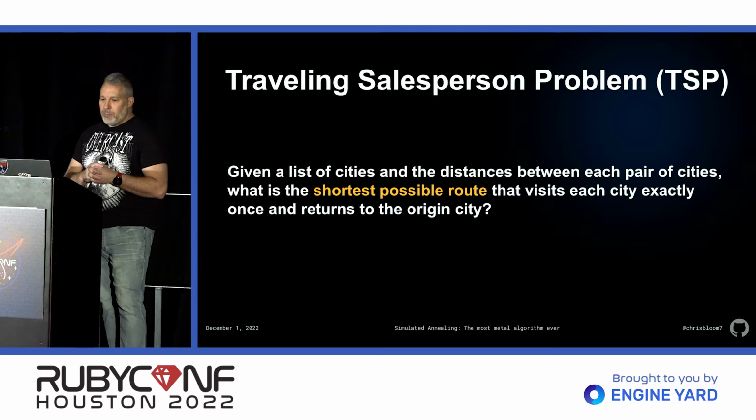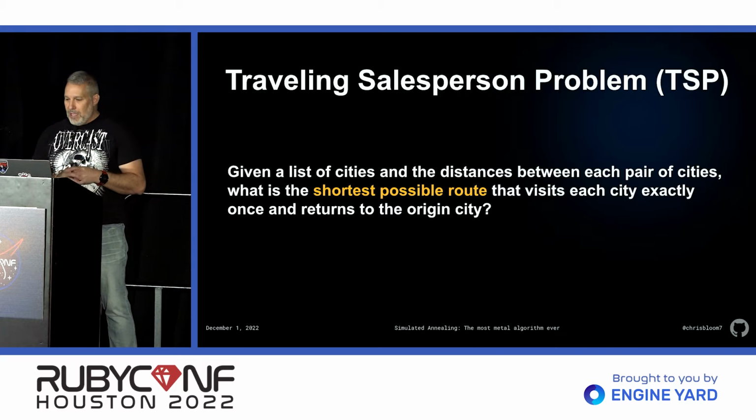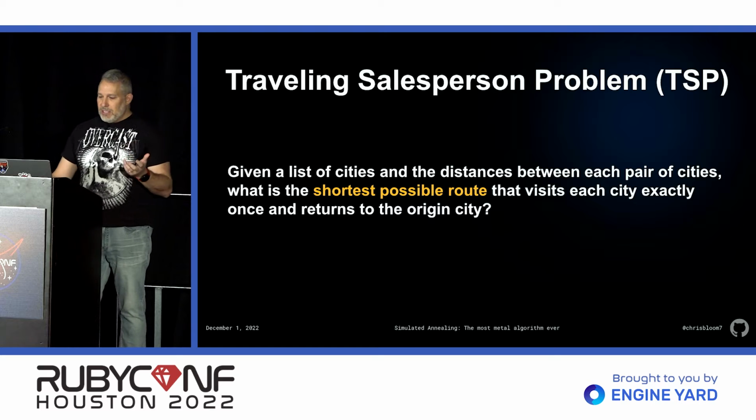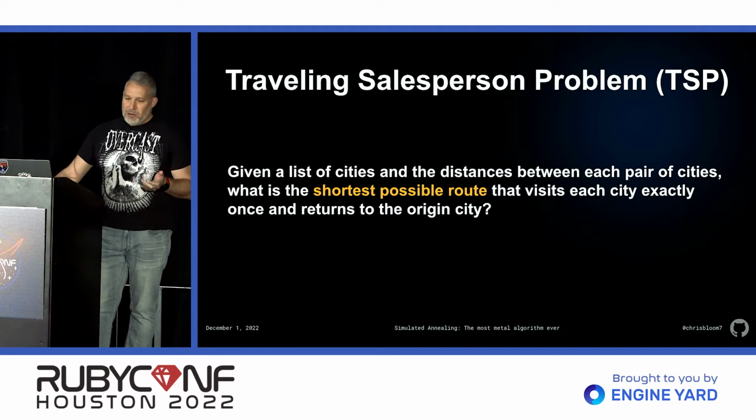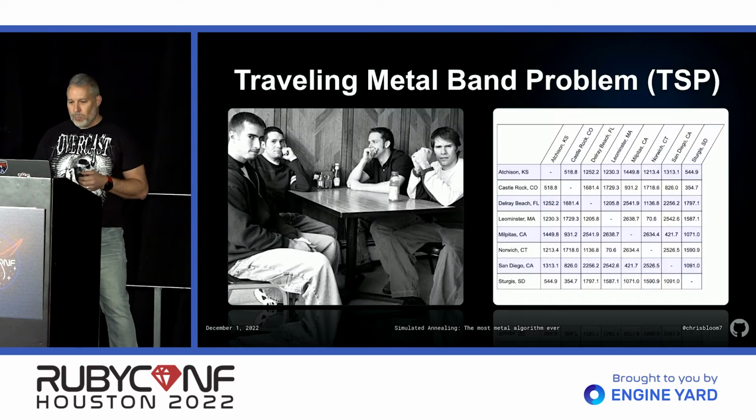A classic example of a combinatorial optimization problem we can use to demonstrate is the traveling salesperson problem. The problem has several variants, but a simple version can be stated as, given a list of cities and the distances between each pair of cities, what is the shortest possible route that visits each city exactly once and then returns to the origin city?